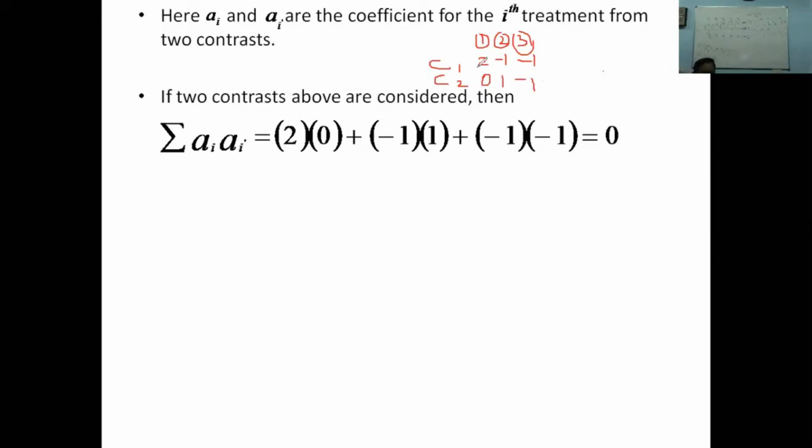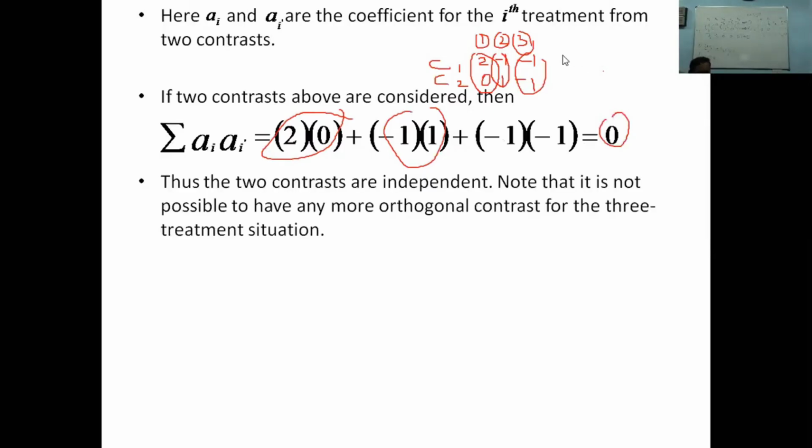So now, as we did for the others, we are multiplying these. 2 into 0, -1 into 1, and -1 into -1. If you multiply and add all these values, it will be equal to 0. So this is what we call these contrasts being orthogonal to each other.